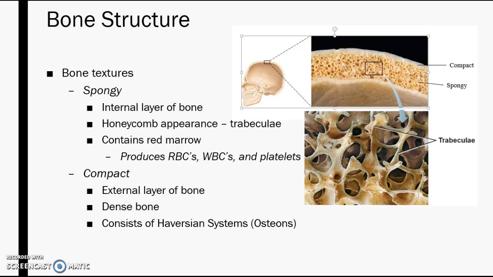Compact bone, again, the external layer of bone. It's also dense. It consists of very highly arranged, organized conversion systems, or osteons, which we're going to talk about in just a bit. Spongy bone does not have that same alignment of the osteons. It actually looks a little more chaotic, though it's not. It just appears to be more chaotic.